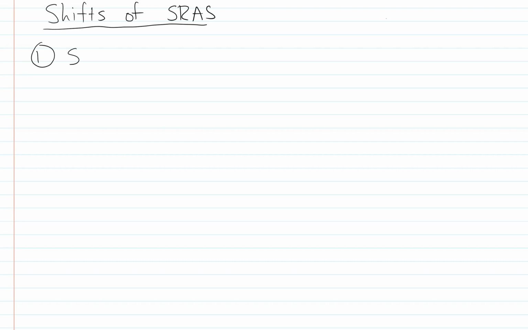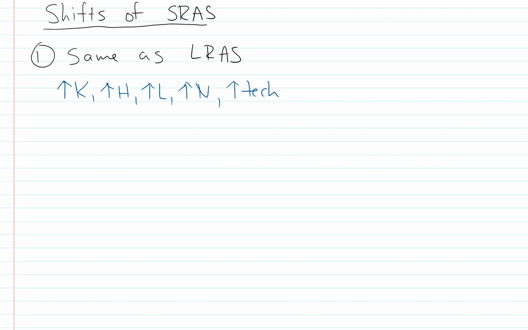So the first category is going to be the same as long-run aggregate supply. For this one, I'll just look at an increase because it generally will be an increase. It's possible to decrease, but not very normal. These would be things like increasing capital, increasing human capital, increasing labor, an increase in natural resources, or at least the availability of them, and an increase in tech. Okay, so what does this look like? Well, we can draw this in a graph on the side.